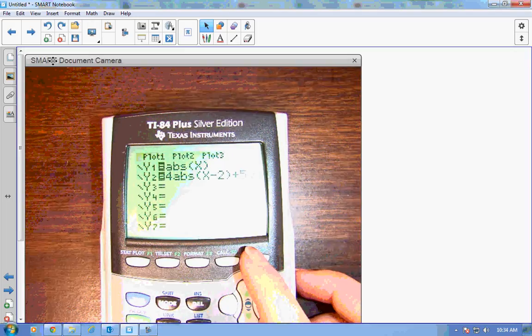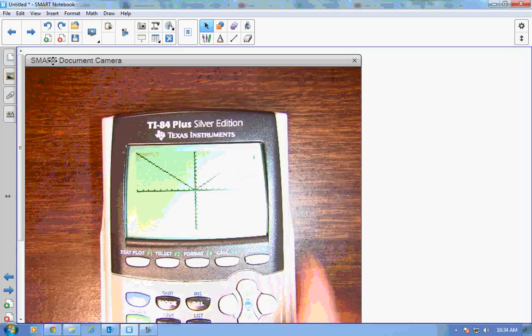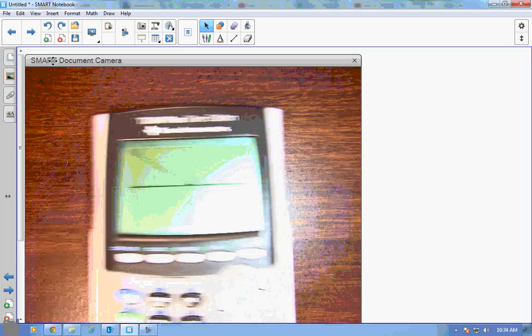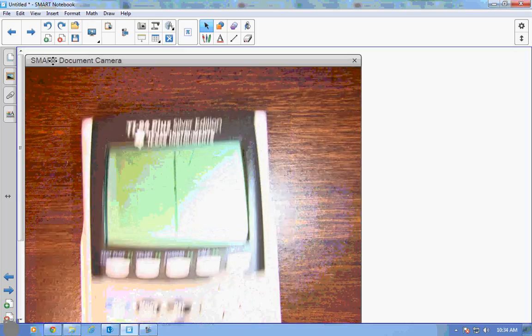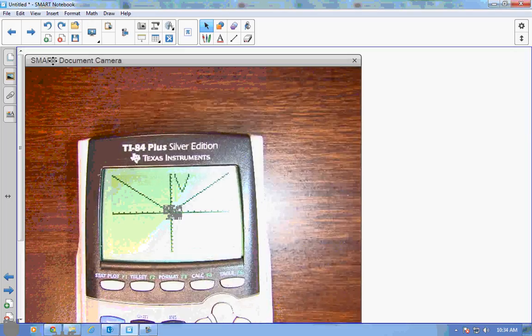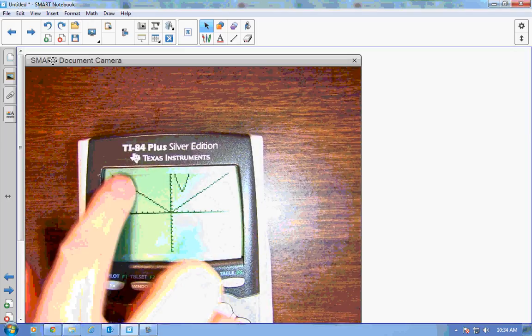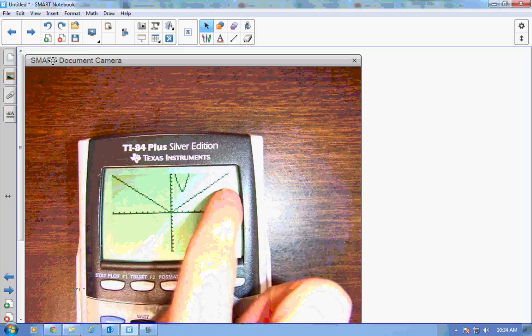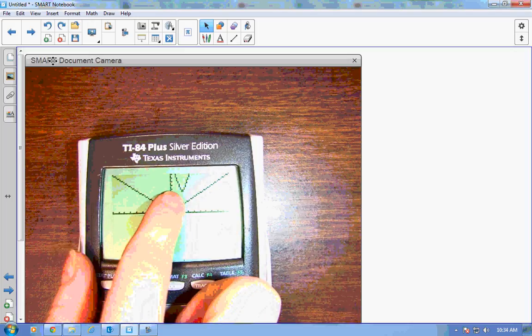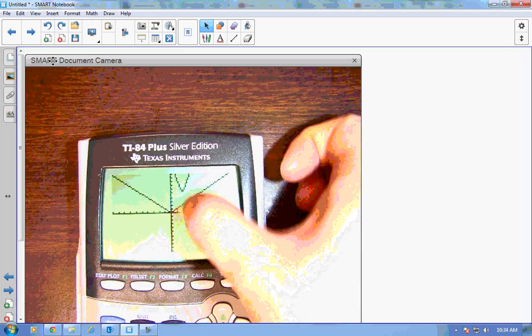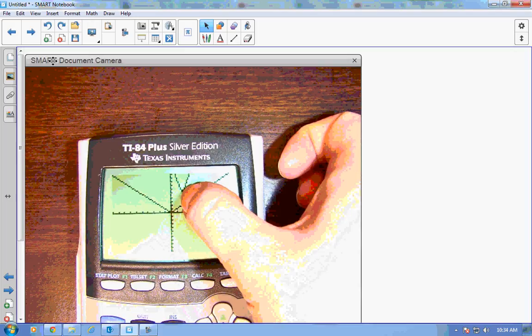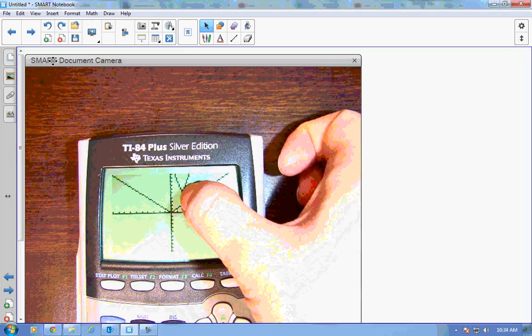Now hit graph, assuming you all have the same window. If you don't, just go to Zoom Standard. The first one graphed was the parent function. That looks like the one we already put on our notes. The second one is up here in the corner. Did it in fact go right 2 and up 5? Meaning the vertex moved, right? And is it skinnier? Is it steeper?